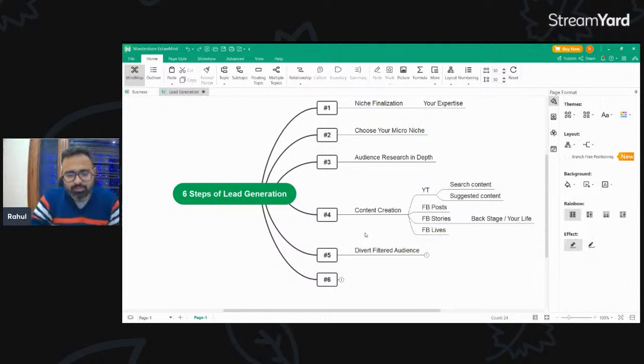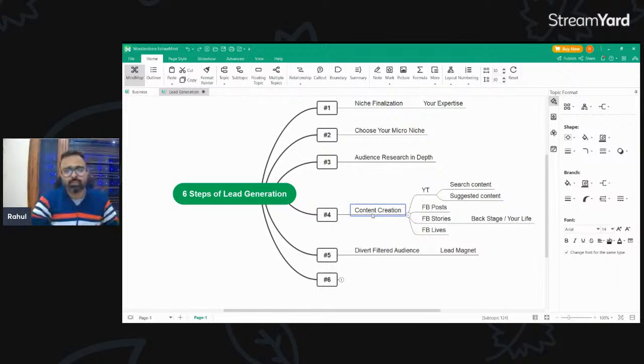The fifth point is diverting a filtered audience. Through this content creation, you will start attracting people, and these will be the right people coming towards you, right? How can I say these are the right people for your business? Because the content you are creating is created in such a way that the education and the information you are giving people is highly related to your product, right?